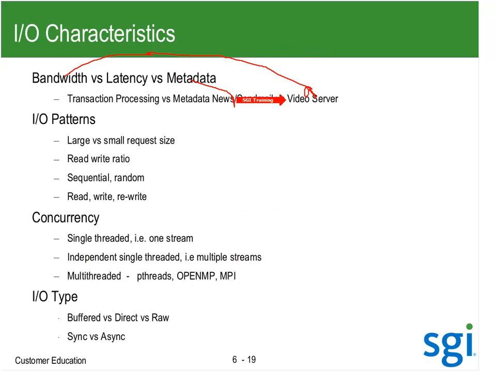Know my I/O patterns, large versus small request sizes. Am I doing lots of little or a few large? Am I reading more than writing or writing more than reading? Am I doing sequential or random I/O? Again, that was strace with an lseek, looking for the seek commands.